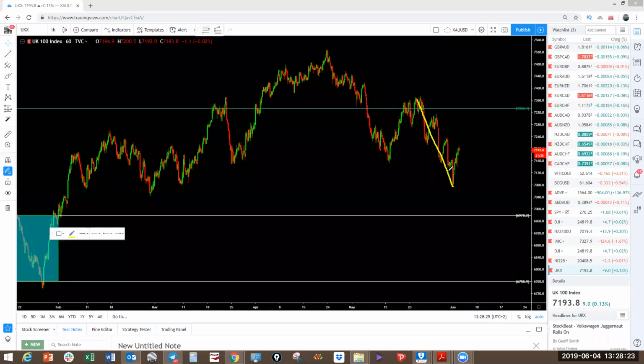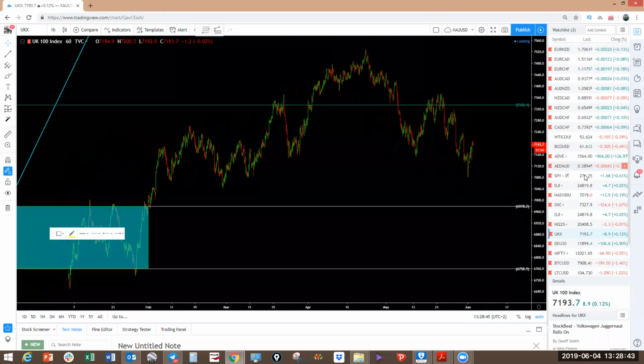UK 100, there's a correction. That's a V pattern actually. V pattern, we get a corrective structure here. You can look to take it to this level before it drops. That is UK 100.